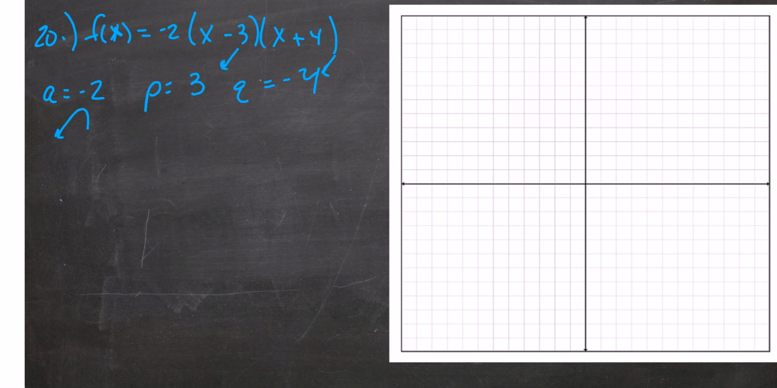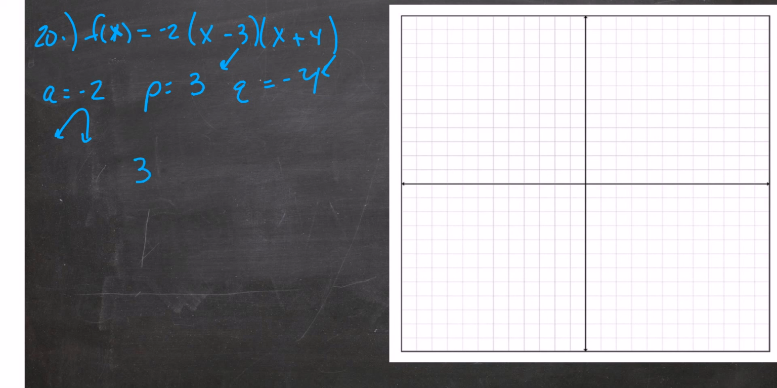20, same exact concept. F of x equals -2 times quantity x minus 3 times quantity x plus 4. So A is -2, P is +3, Q is -4. Remember, I changed that. This tells me it's going to be a frowny face. Going to be a little bit skinnier, but not as skinny as the last one.